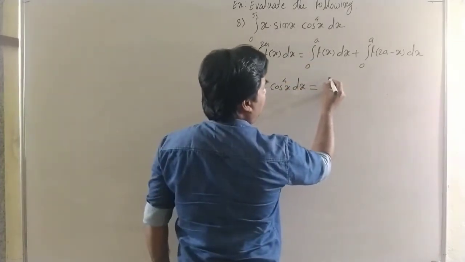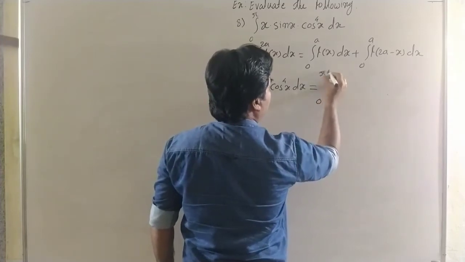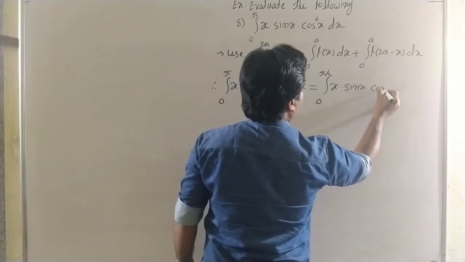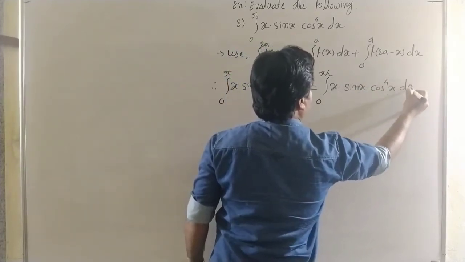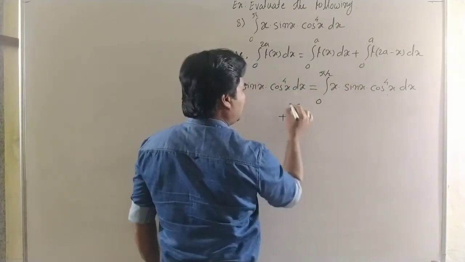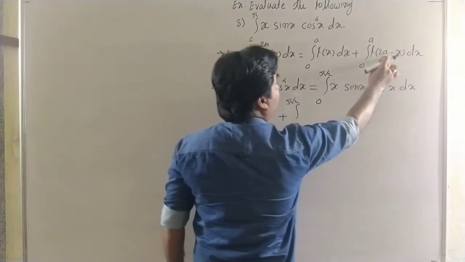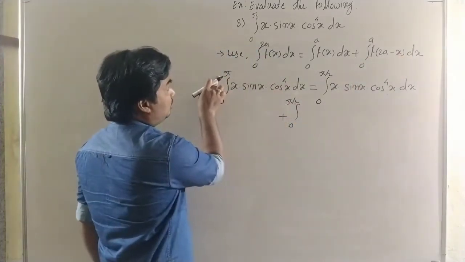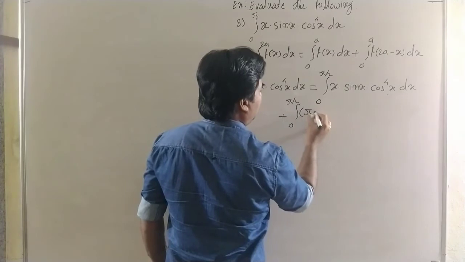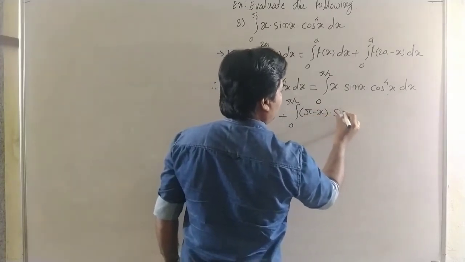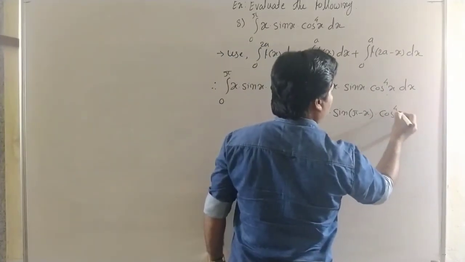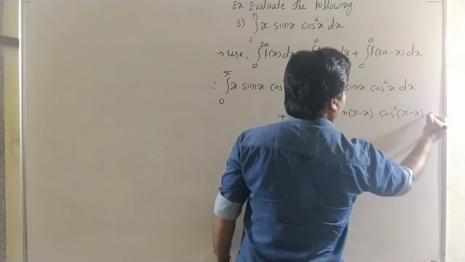So here we can write integral 0 to pi by 2 x into sin x into cos to the power 4x dx, plus this term, integral 0 to pi by 2 f of 2a minus x. It is a, but 2a is pi. Therefore, x is replaced by pi minus x. Therefore, here pi minus x into sin(pi minus x) into cos to the power 4 of (pi minus x) dx.